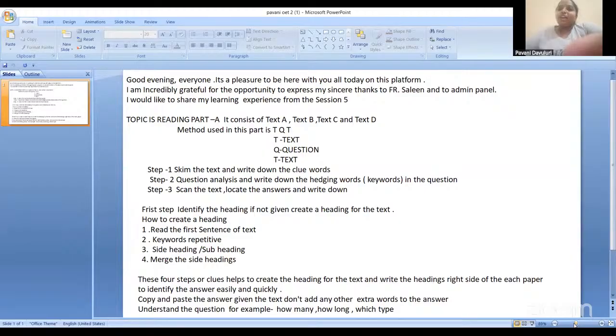Copy and paste the answer given in the text. Do not add any extra words. As we are health professionals, we can predict the answer and then think that we can write it. We should not make that mistake. Understand the question, for example how many, how long, and which type. When we understand the question, we can easily find the answer by the skimming method and scanning method.